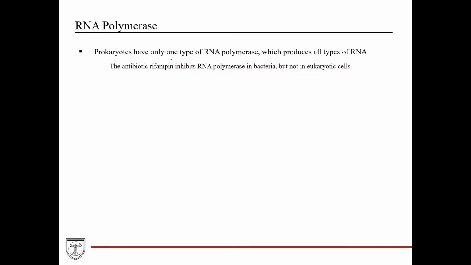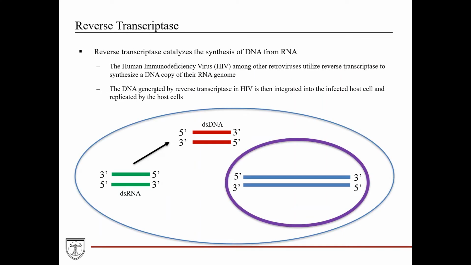Prokaryotes are much simpler. They only have one type of RNA polymerase, and it produces all types of RNA. So it produces rRNA, mRNA, tRNA, all of them. Now, what's interesting is that the antibiotic rifampin inhibits RNA polymerase in bacteria specifically, but it does not affect RNA polymerase in eukaryotic cells.